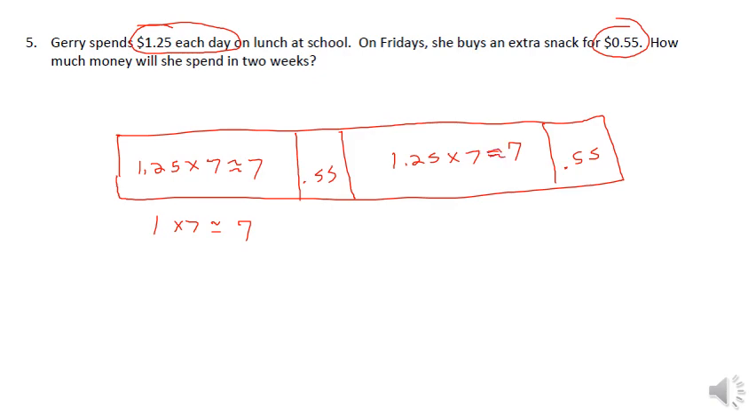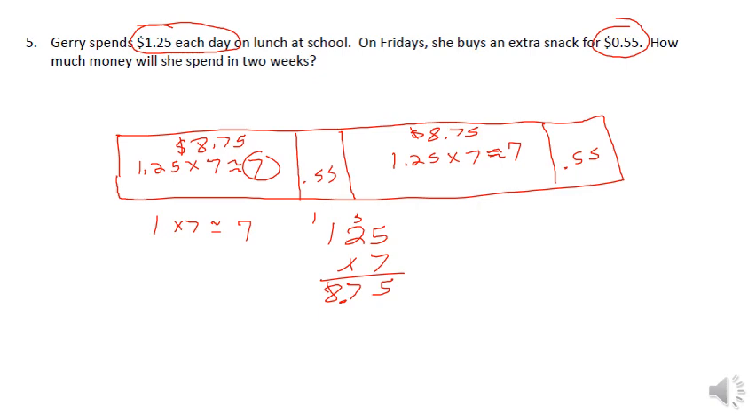So now let's solve it and see what it actually comes out to. 125 times 7. 7 times 5 is 35, carry a 3. 7 times 2 is 14, and 3 is 17, carry 1. 7 times 1 is 7, and 1 is 8. So now we know it was approximately 7, so a decimal goes here. So we know she actually spends $8.75.